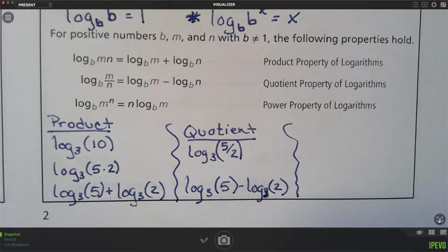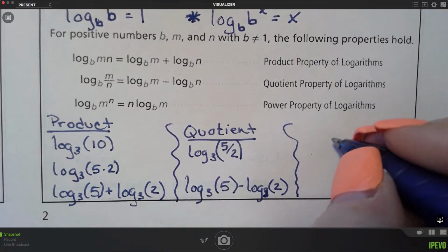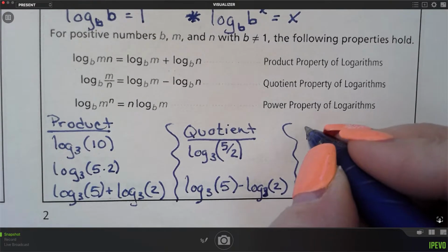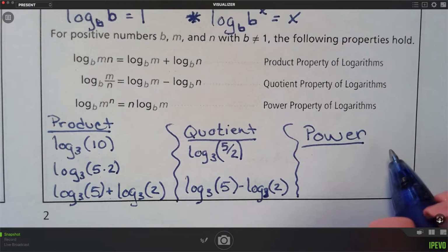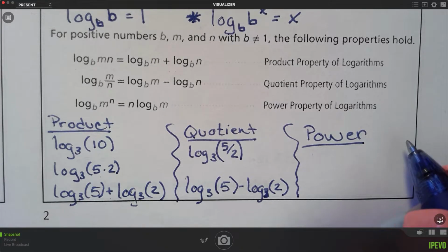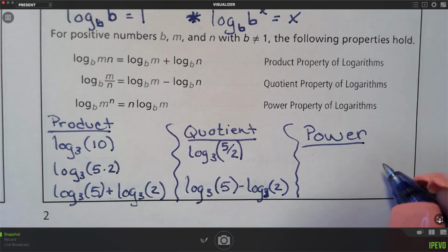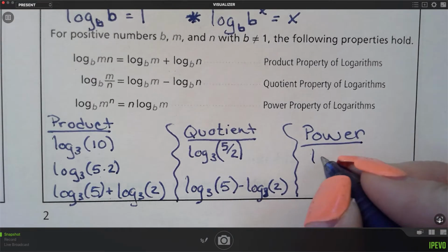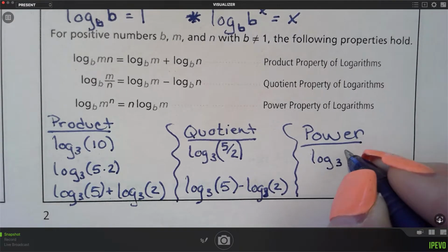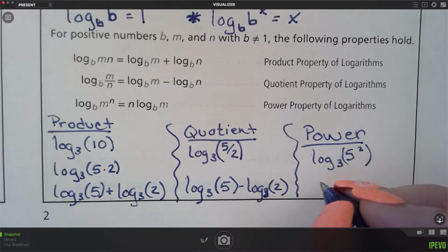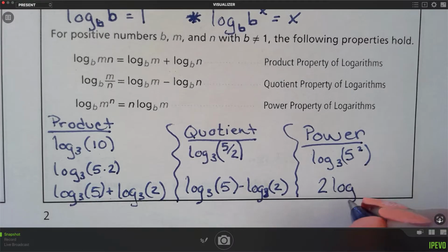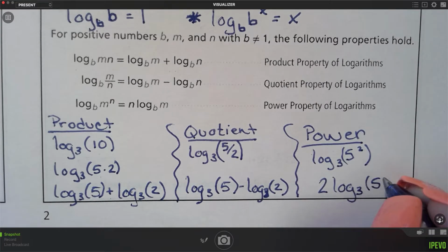And then we got the power one, right? I was going to put identity with it, but that's pretty generic, pretty much basic what it is. Log base 3 of 5 squared. So where's the 2 go? In front. So it's 2 log base 3 of 5. Okay.